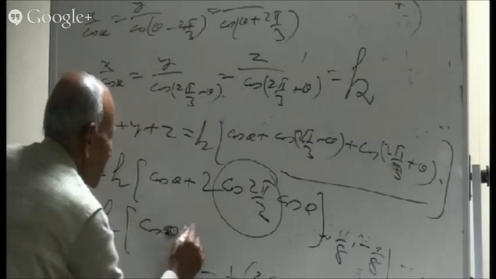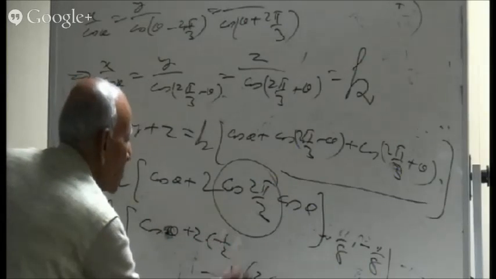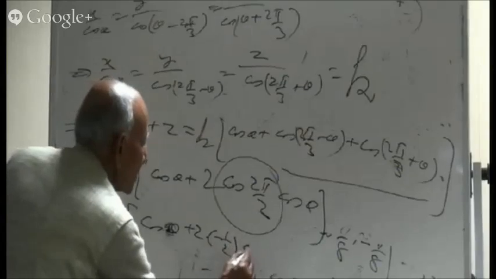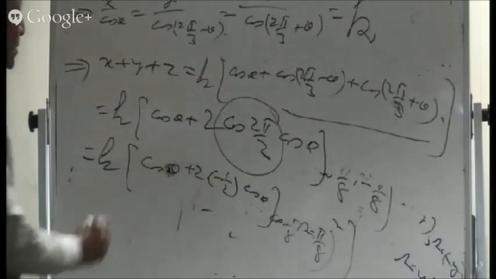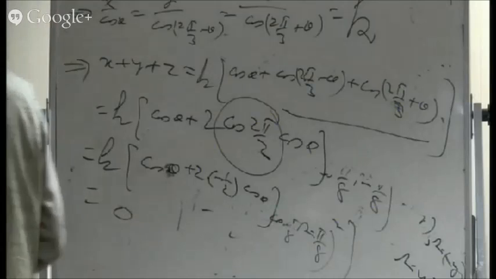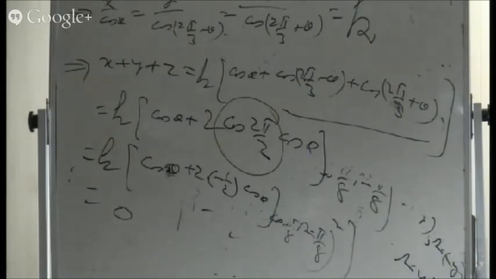And so here it is 2 into minus 1 by 2 and into cos theta. So is it 0 finally? Minus cos theta. So this is 0. That's what he is expecting. He was expecting us from this very result. So this is the best question out of these three.